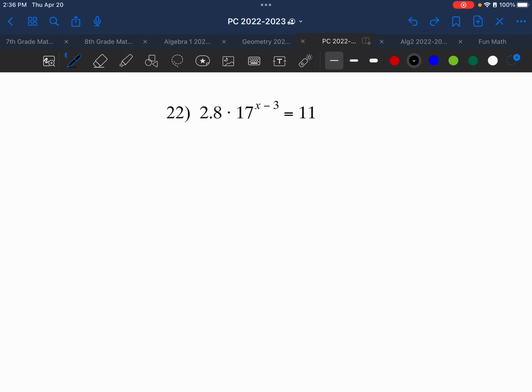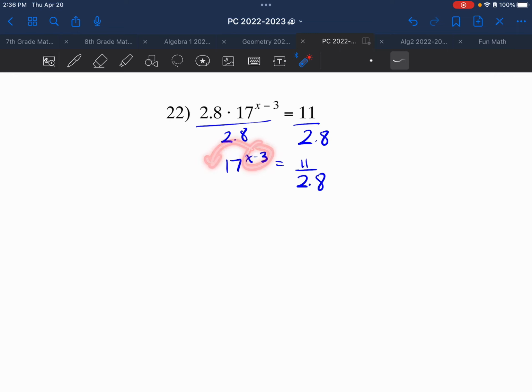Again, we need to isolate this exponential, so we need to get rid of this times 2.8. So I'm going to divide both sides by 2.8. That's going to give us 17 to the power of x minus 3, and that's going to be equal to 11 over 2.8. I don't want to do any math until the very end, any calculator math until the very end. Now I can take the logarithm of both sides to untrap Rapunzel out of her tower.